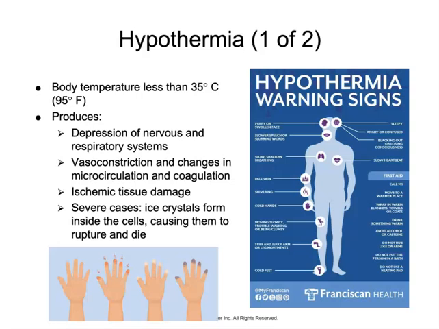All right, now into hypothermia. This is when our body temperature is less than 35 degrees Celsius or 95 degrees Fahrenheit, and it's going to produce a depression of the nervous and respiratory systems. We're going to get vasoconstriction and changes in microcirculation and coagulation. We get ischemic tissue damage, especially if there are ice crystals forming inside our cells, and that of course will cause our cells to rupture and die.